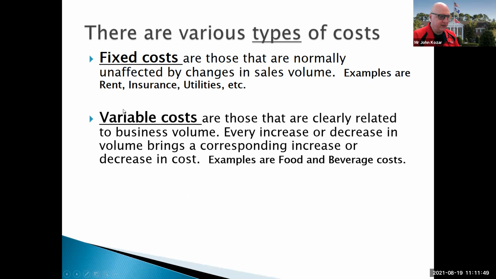So other than fixed costs, we also have something called variable costs. And these are the ones that are clearly related to business volume. So food and beverage are the 2 biggest costs that we have that are variable costs in food service. Because if we have 1,000 people coming in a day, we're going to have to pay a lot more for food and beverages in total than we would if we only had 500 people coming in a day.